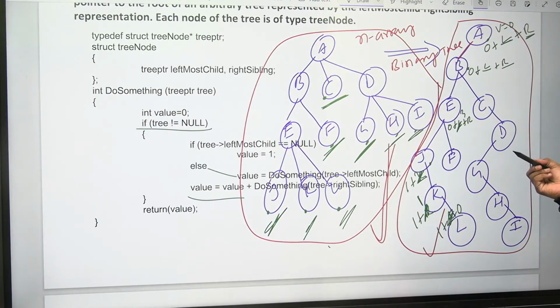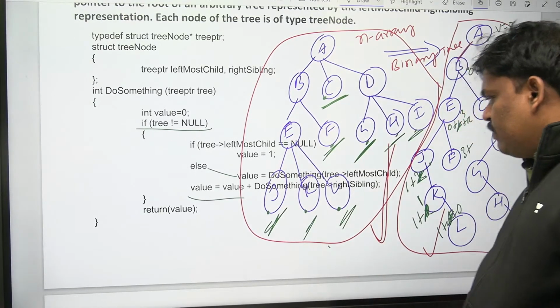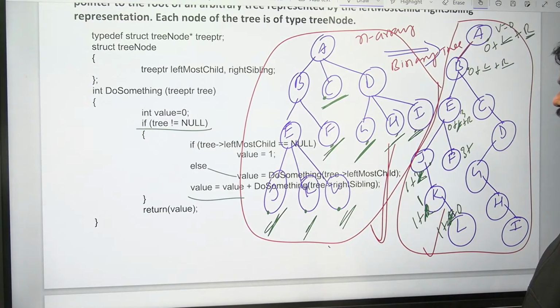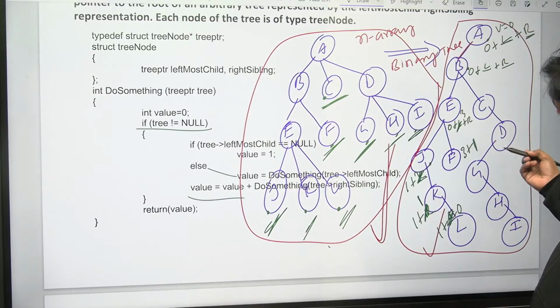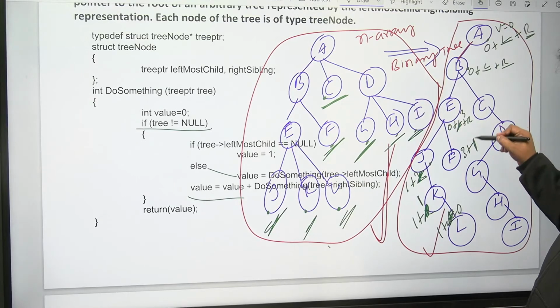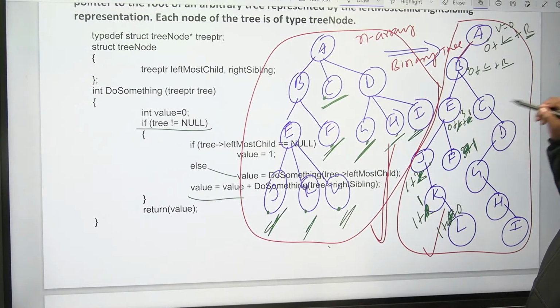Then go right. What is the answer? After left is over, you got 0 plus 3, 3. So 3 plus do something of the right sibling. Go right. I came here. Value is equal to 0. Not equal to null, true. Left sibling, yes, 1. Then 3 plus 1 is 4 will be returned. So from this side, 1 will be returned. Totally 1 plus 3 plus 1, 4.